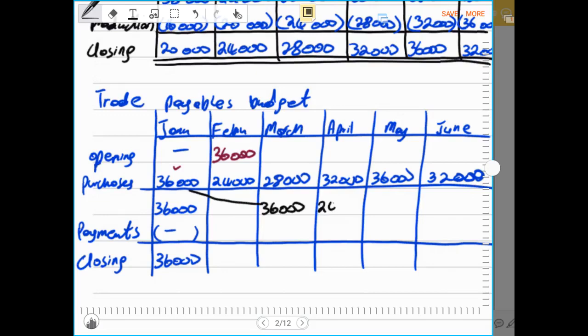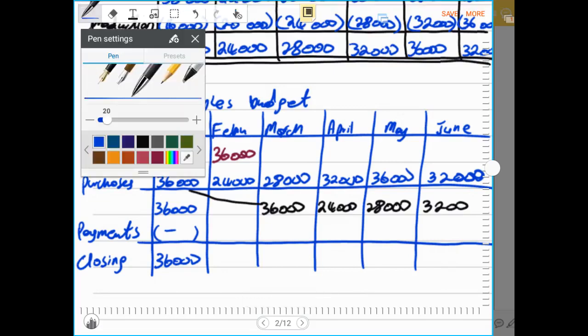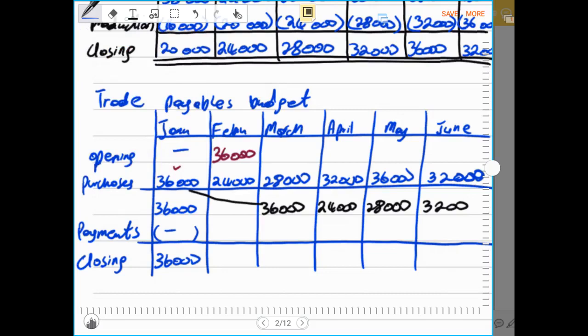Then here we'll have 24,000. Here we'll have 28,000. And here we'll have 32,000. So now this will be the payments that take place with regard to these transactions. So now we record all the payments in the month they're supposed to be recorded. So now we have recorded all these payments respectively.